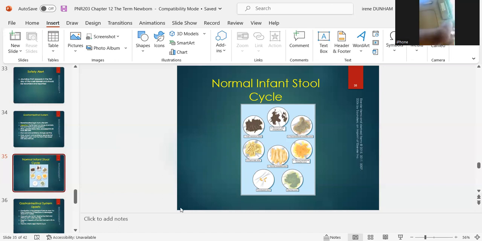And here's just a picture, which comes right from your textbook, of meconium. You can see it's thick as tar, folks. It's really bad. And then you can see it change as the baby gets a little older. So whatever the baby's eating is what's going to come out. All right.